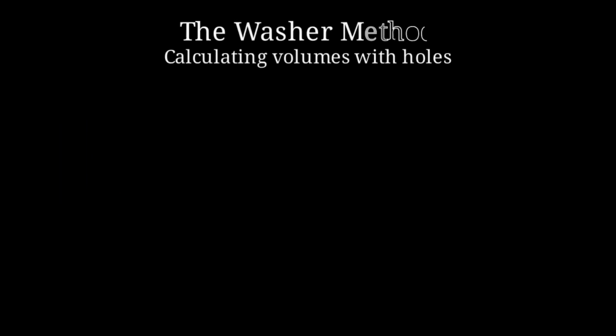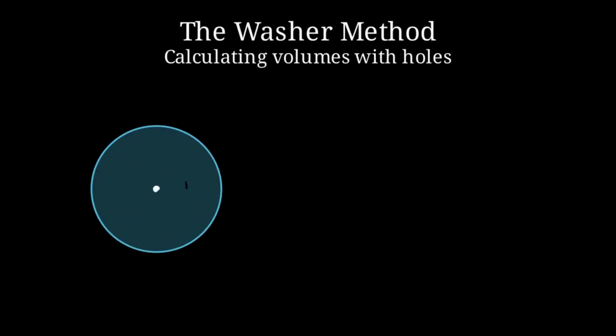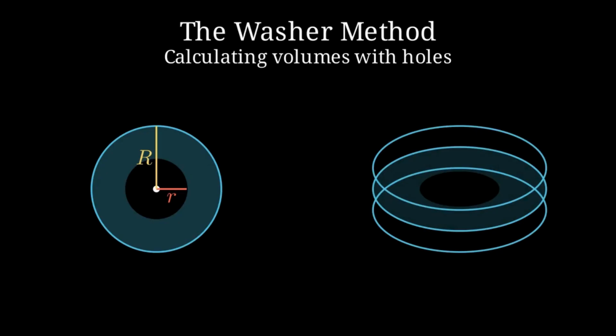Welcome. Today we are mastering the washer method, a powerful calculus technique for finding the volume of a solid of revolution. We use this specifically when the region being rotated does not touch the axis of revolution, creating a hollow center or a hole. By the end of this video, you will be able to handle complex rotations around shifted horizontal axes using horizontal slices.